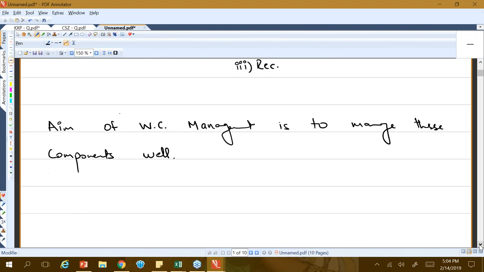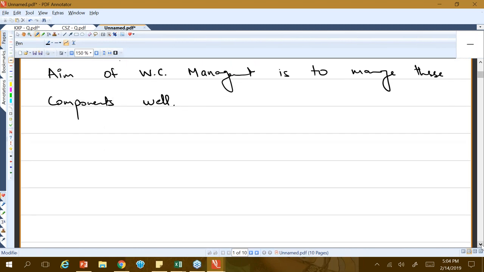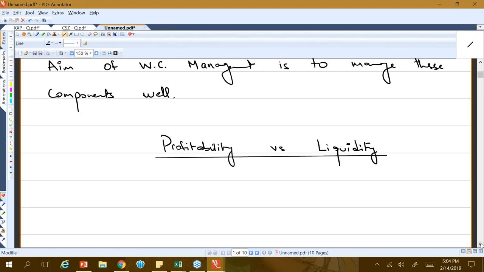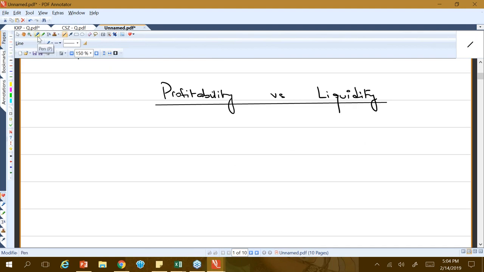Before we jump into that part, the key part here for us is to understand a very important concept on profitability versus liquidity. Profitability, as we know, is to generate returns for the shareholders, to generate profits for the shareholders. And liquidity is to have enough cash in hand so that the business operations can run smoothly.